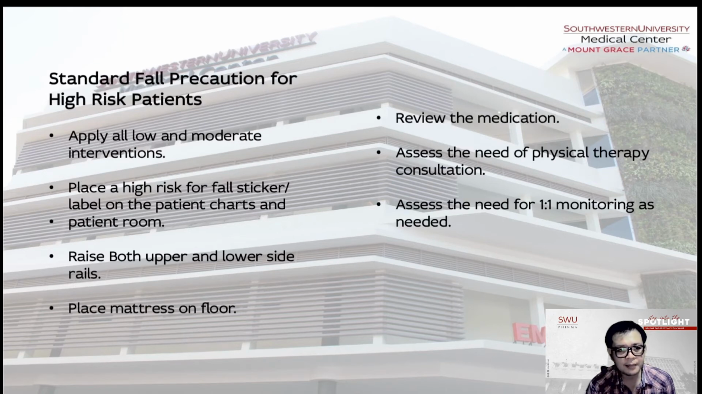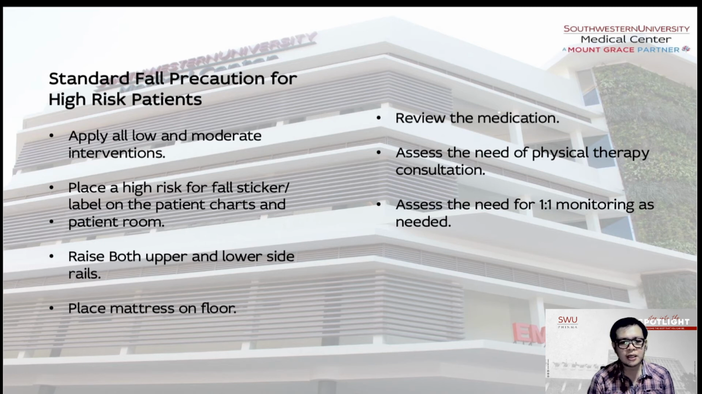So for high-risk patients, we have to apply all low and moderate interventions as much as possible. We have to place a high risk for fall sticker label on the patient's chart and patient's room, as I mentioned earlier. Raise both upper and lower side rails. Place a mattress on the floor if necessary, if they can procure any. But in our hospital, we do not have any mattress being provided. But if the patient and the significant others are well coordinated with health education to provide a mattress on the floor, that would be perfect.